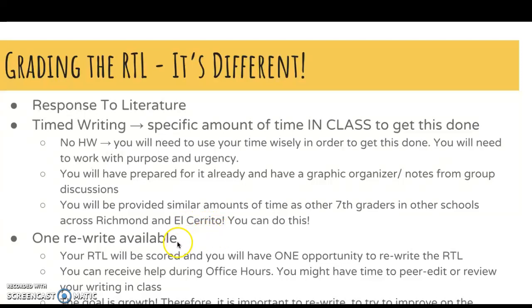Now, here's how it is different, okay, than other assignments at Summit. You are not going to have unlimited times to rewrite this. You are not going to be able to do it over and over and over again. Instead, we're going to have one rewrite available. Your RTL will be scored and you will have one opportunity to rewrite it. You'll be able to receive help during office hours, and you might even have time to peer edit or review your writing in class before submitting the rewrite.